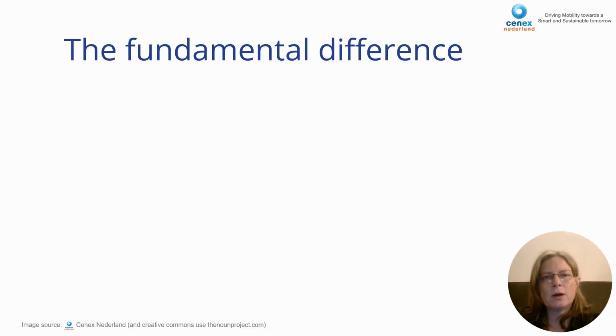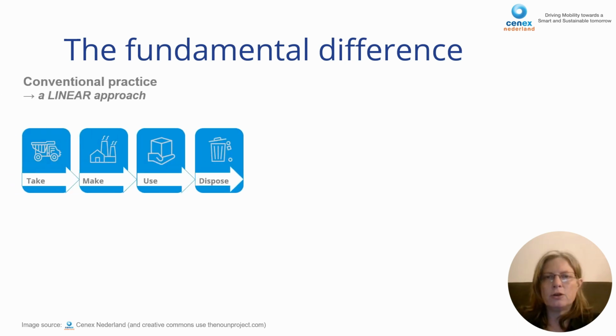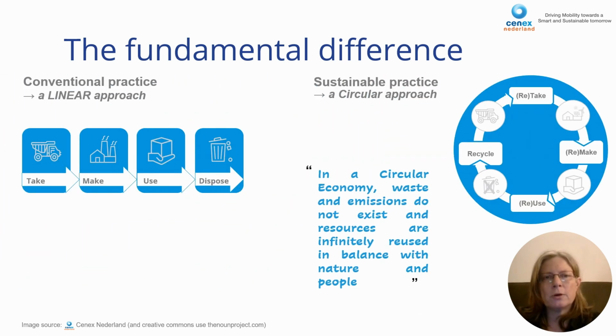The conventional concept of the economy is considered a linear economy. We take, make, use, and then dispose. It externalizes environmental and social factors and does not account for any related costs or benefits for that matter. A circular economy, on the other hand, is aimed at achieving economic development in a way that avoids unsustainable pressure on nature and people. It internalizes those factors at equal value. Or in other words, in a circular economy, waste and emissions do not exist and resources are infinitely reused in balance with nature and people.